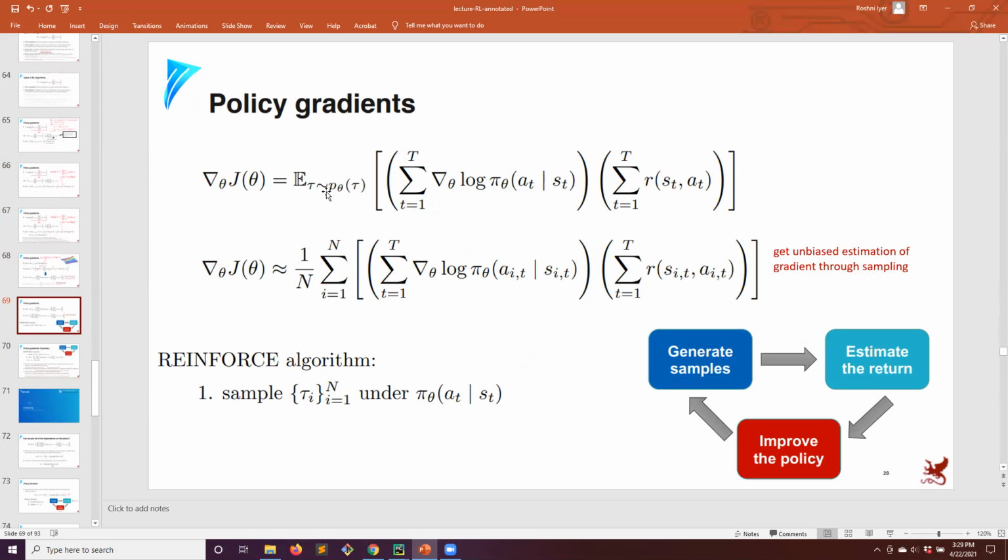And again, this expectation, now we can use sampling to estimate it this way. So this is the approximation, and this is how we convert this from this. And now we're going to talk about the REINFORCE algorithm.